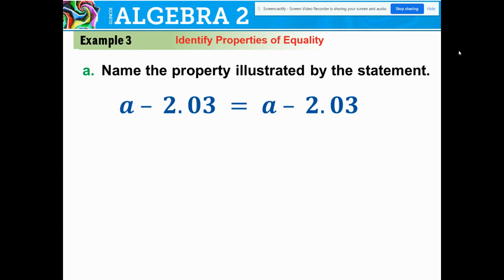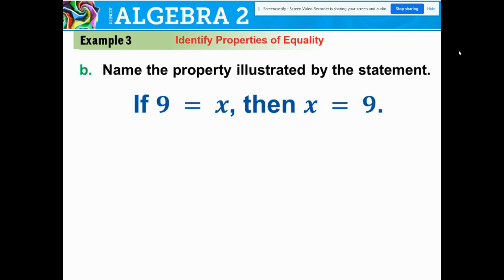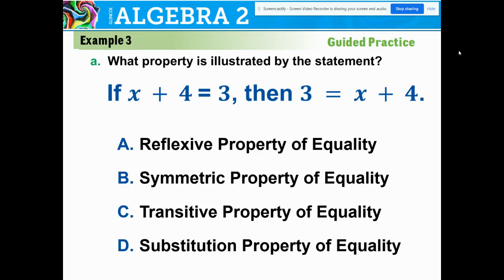Name the property that's illustrated in this statement. Both sides are identical. That's the reflexive property of equality. Name the property illustrated by the statement. If 9 equals x, then x equals 9. We're switching sides. That's the symmetric property of equality.